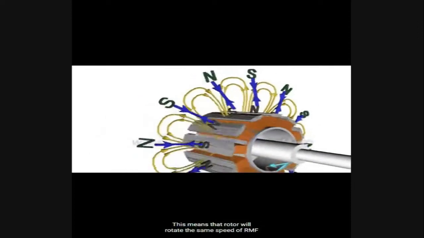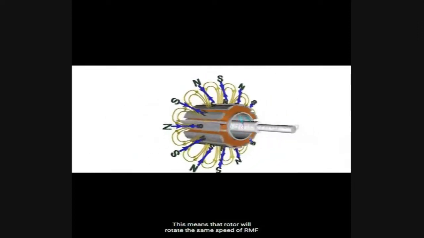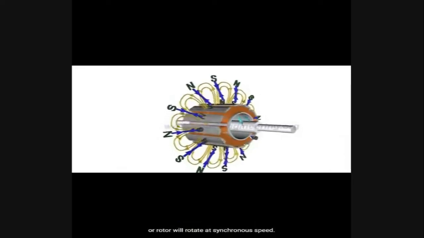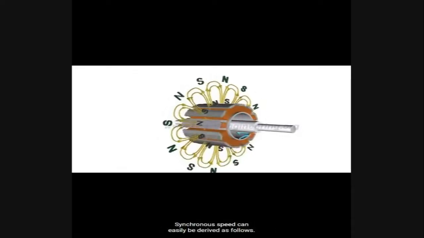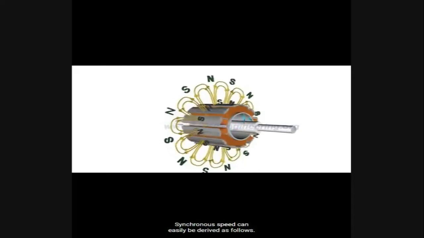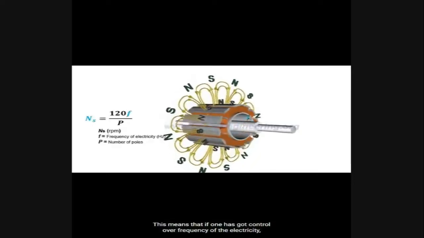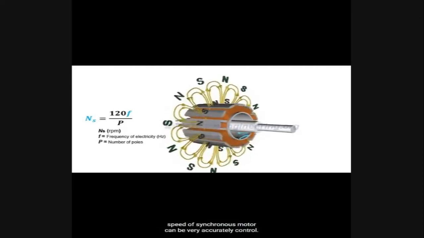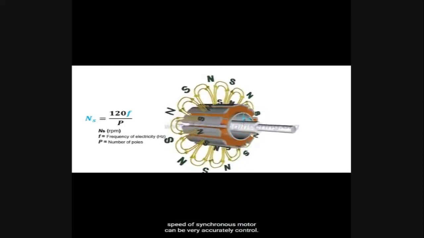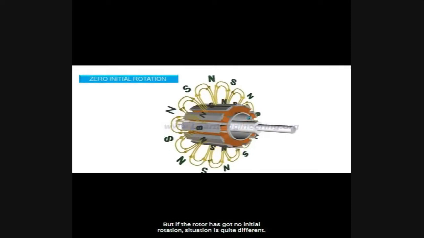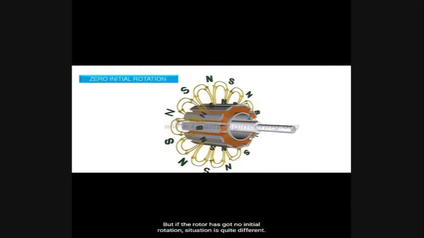This means that the rotor will rotate at the same speed as the RMF, or the rotor will rotate at synchronous speed. Synchronous speed can easily be derived as follows. This means that if one has control over the frequency of the electricity, the speed of a synchronous motor can be very accurately controlled. But if the rotor has no initial rotation, the situation is quite different.